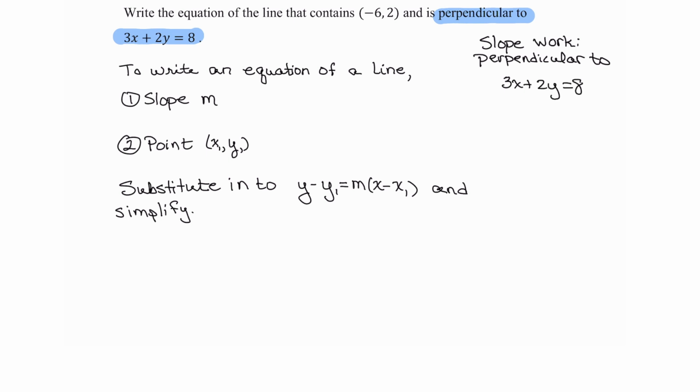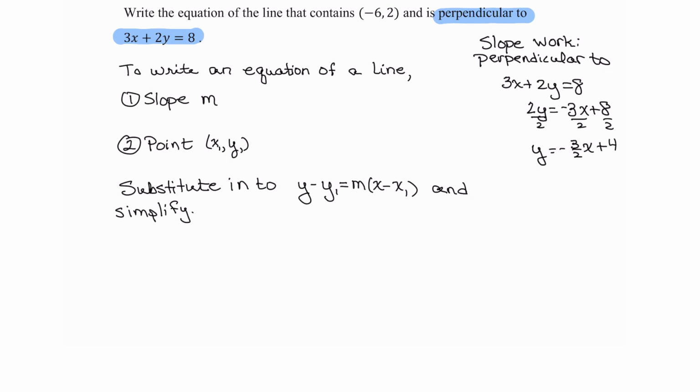Well, how do we find the slope of that line? We need to solve for y to put it in slope-intercept form, and then the coefficient in front of the x, once we've solved for y, will be that line's slope. So we'll subtract 3x from both sides. We get 2y is equal to negative 3x plus 8. Divide both sides by 2, and we get y is equal to negative 3/2 x plus 4.